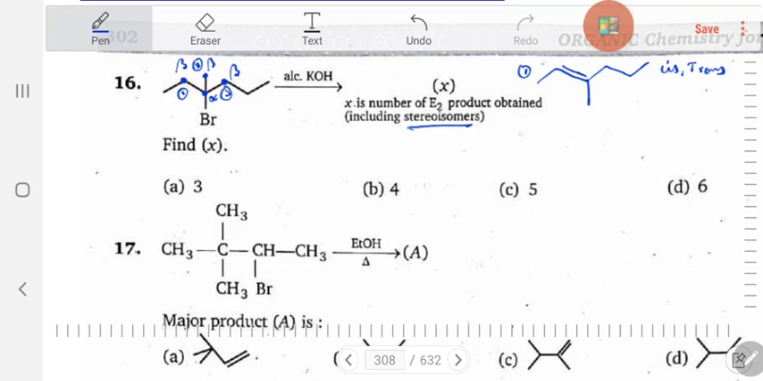Now if you go for the second option, that means when hydrogen is abstracted from the second beta carbon, then what is left? You will get a double bond here, and the remaining system as it is. Here there are no geometrical isomers possible, so there is only one form of this isomer, no chiral center.